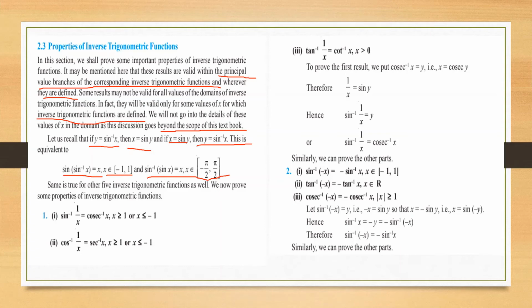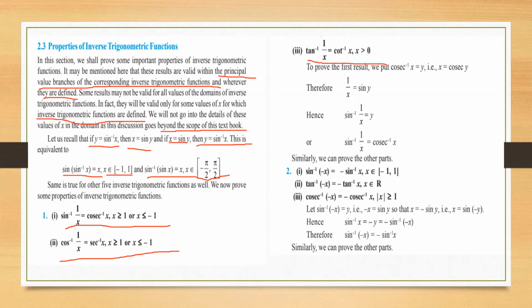The same is true for the other 5 trigonometric functions as well. Now let us prove some properties of inverse trigonometric functions. Number one: sine inverse 1 upon x equals cosecant inverse x for x greater than or equal to 1 or x less than or equal to -1, and cos inverse 1 upon x equals secant inverse x for x greater than or equal to 1 or x less than or equal to -1, and tan inverse 1 upon x equals cot inverse x for x positive. So take this first one, right? As you know, sine x can be written as 1 upon cosecant x, or cosecant x can be written as 1 upon sine x. So this kind of link is there, which you can use while remembering these properties.